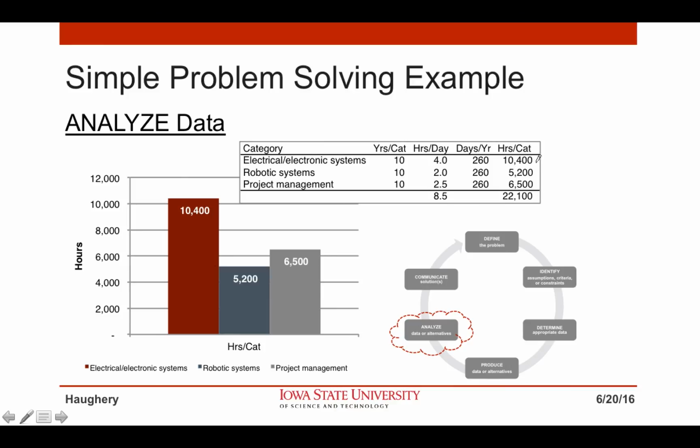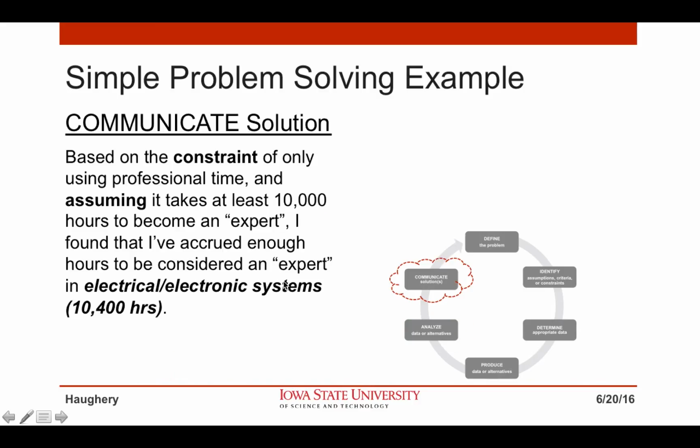And so you can see this from the table, but you can also see this from the graph here, that electrical electronic systems is where I have the most experience, and it's above that 10,000 hour limit or line. So based on this data analysis, and also definitely based on the constraint of only using professional time and the assumption that 10,000 hours means I'm an expert, I could be considered an expert in electrical systems related topics or projects. So that's just a quick example of how I would run through.